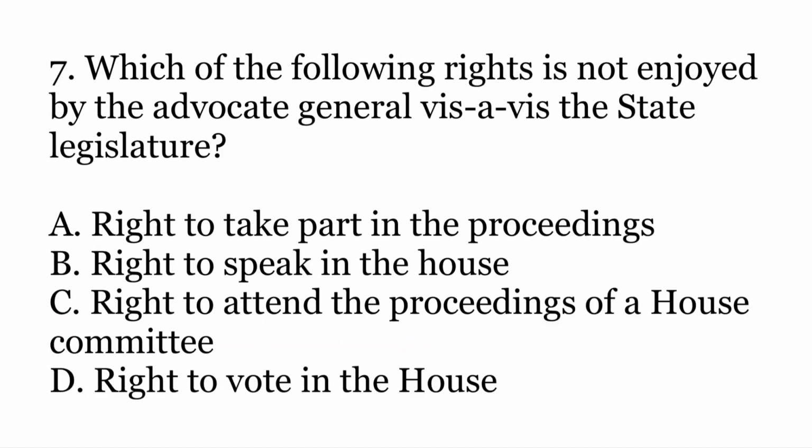Seventh question, which of the following rights is not enjoyed by the Advocate General vis-a-vis the state legislature? Means which are the things that the Advocate General is allowed to do in the state legislature and which of the things are not allowed. Options are A, right to take part in the proceedings, B, right to speak in the House, C, right to attend the proceedings of a House committee, or D, right to vote in the House.